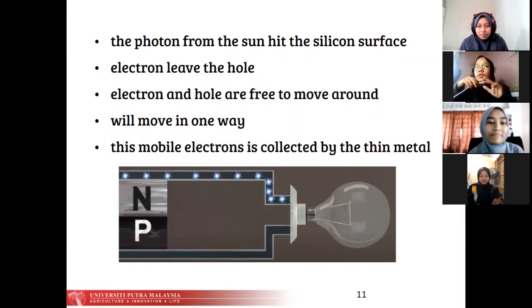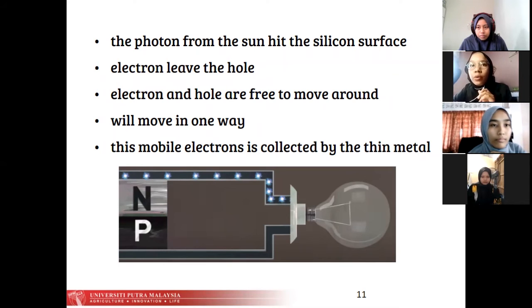When these types of silicon meet each other, they create a p-n junction, then the electrons can flow across the junction and leave a positive charge on one side while creating a negative charge on the other. In this case, we say that the negative terminal is the N side and the positive terminal is the P side.